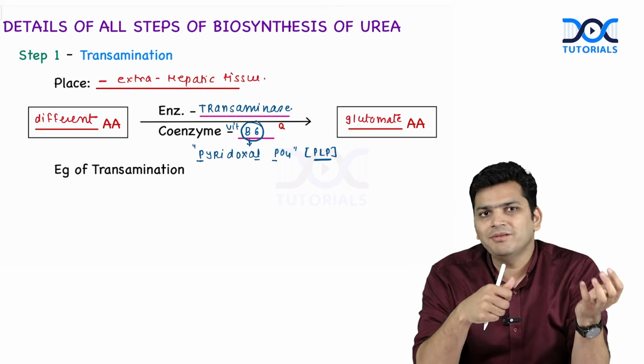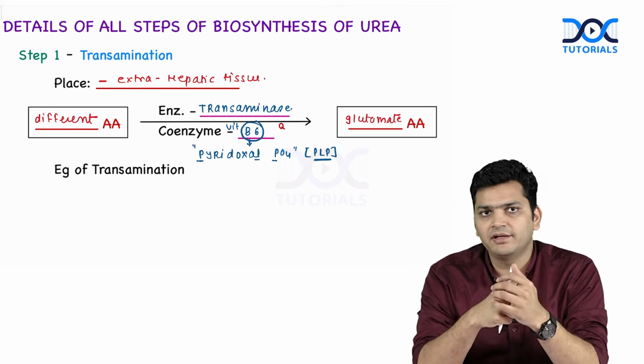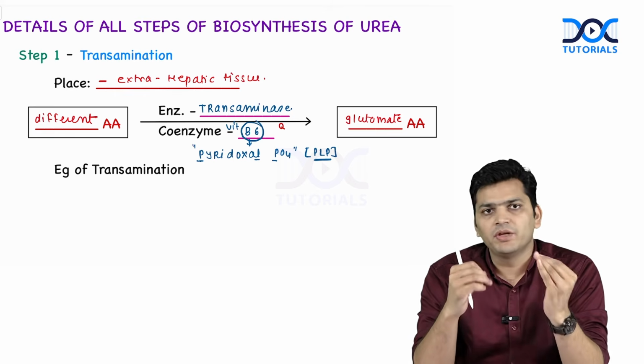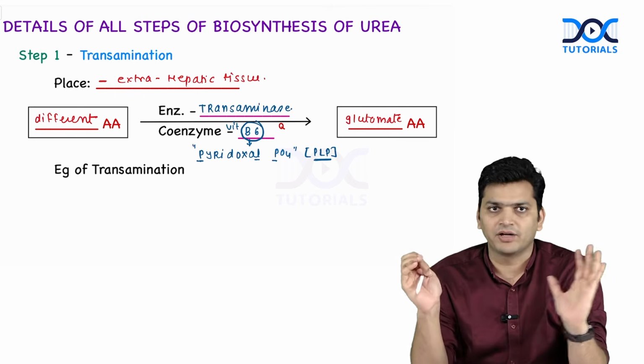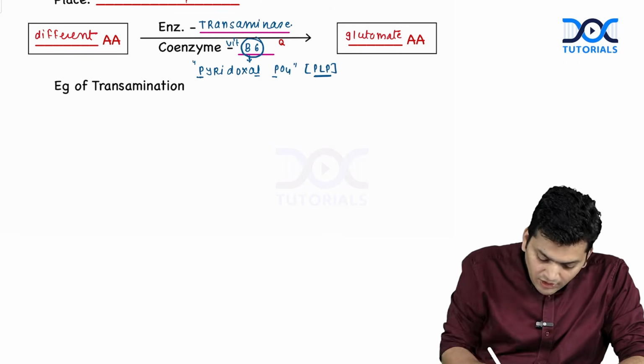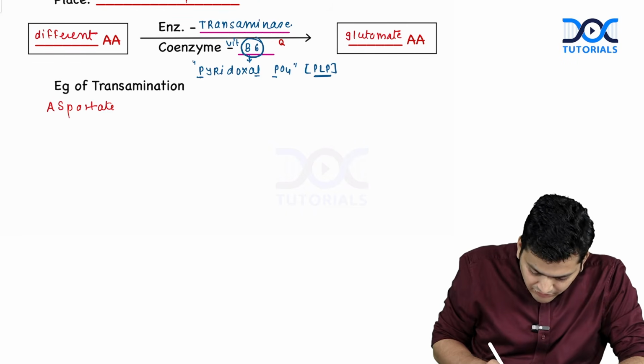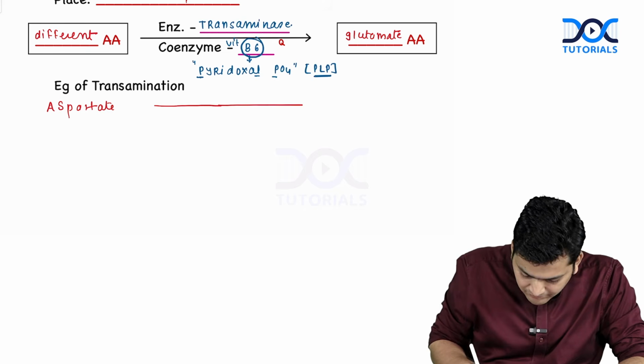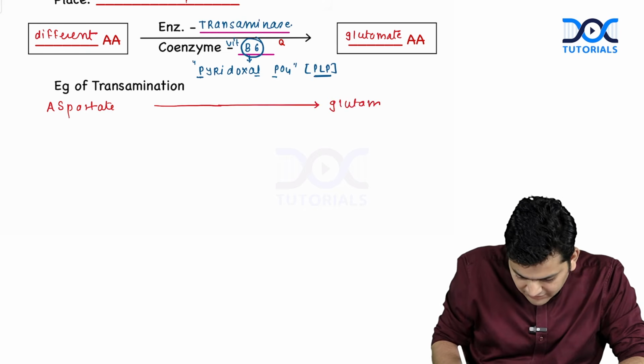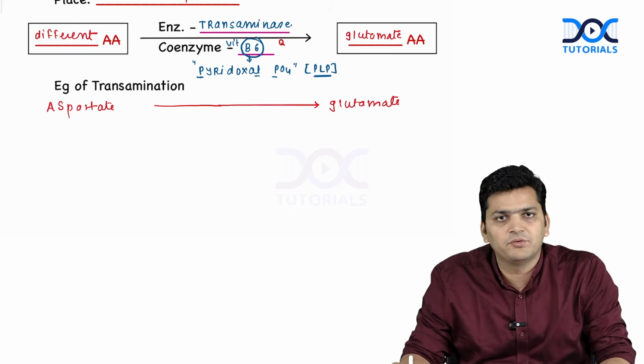But the problem is you can't remember all these reactions, right? We can't remember all of them. So we are going to see some examples of transamination. For example, how the amino acid aspartate converts into glutamate. This is one example that we are going to discuss. See how it is going to happen.